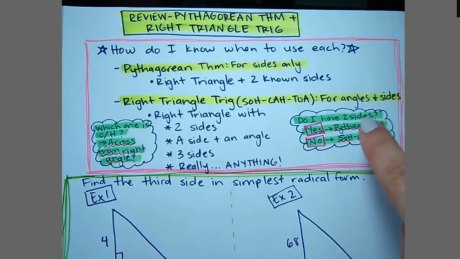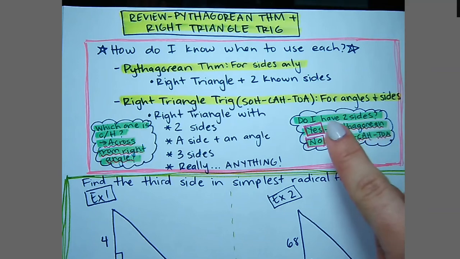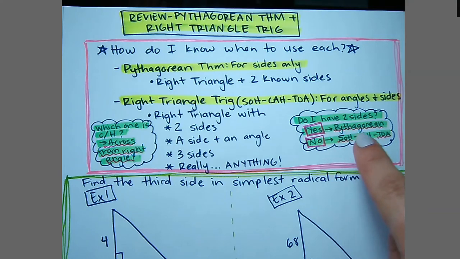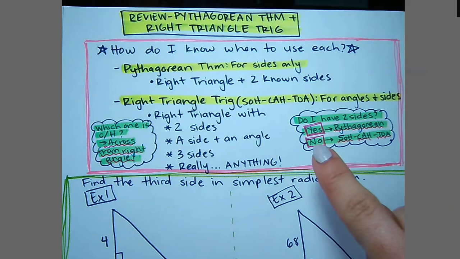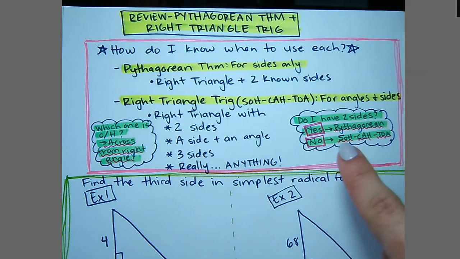So how do you know when to use which? If you have two sides, then you're going to use the Pythagorean theorem. If you don't have two sides, then you can use SOHCAHTOA. And really, you can use SOHCAHTOA even if you do have two sides.